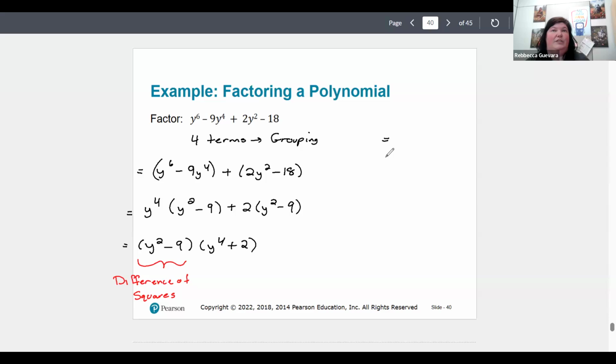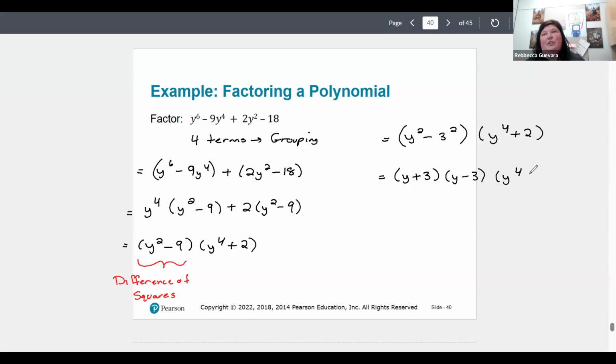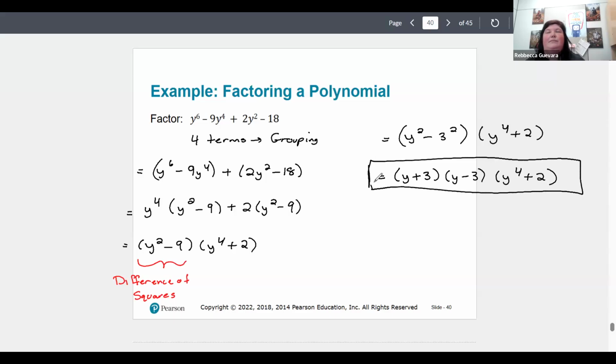So if we take that difference of squares, we have y squared minus 9. So that is just going to be y squared minus 3 squared. And then we still have y to the fourth plus 2 out here. So if I take this part and factor it as a difference of squares, a and b, it's just going to be y plus 3 times y minus 3. And then we still have y to the fourth plus 2. And now we're completely factored.